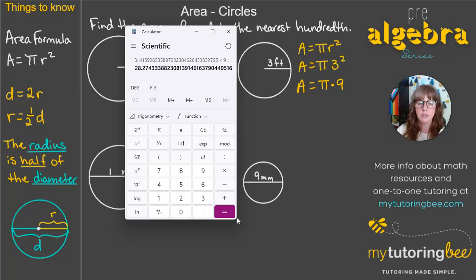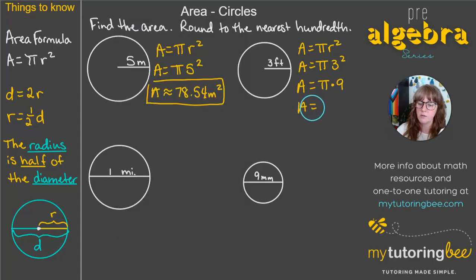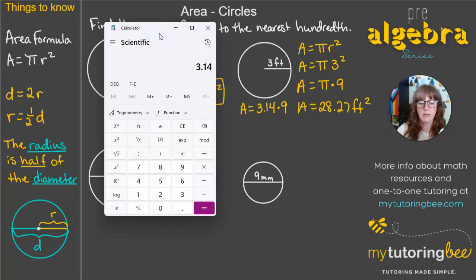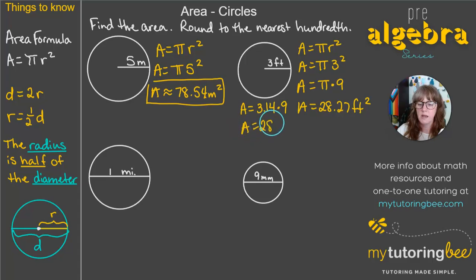All right, and again, we're rounding to the nearest hundredth, so we get 28.274. That 4 is not enough to bump us up to the next digit. We've just got 28.27. So here our area equals 28.27 feet squared. Now let's see what happens when we calculate 3.14 times 9 instead. So here I'm putting in 3.14 instead of using that pi key, times 9, and we get 28.26. So our area equals 28.26 feet squared.